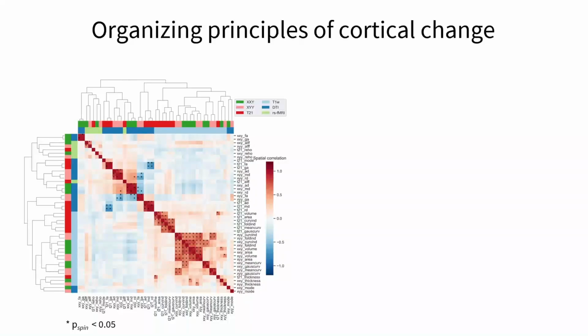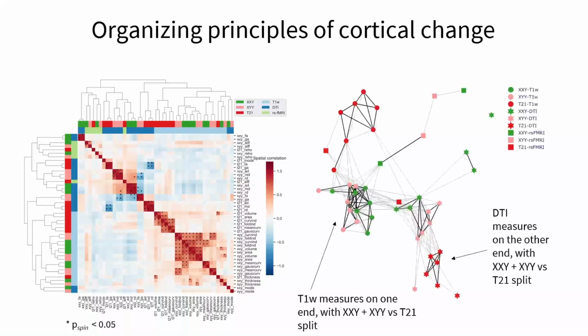And then within that, we have splits across the different aneuploidies that we're considering. And so we also sought to represent this information using a force-directed graph, which, for the sake of time, I'll just say further drives home the split that we're seeing in the correlation matrix, with T1-weighted measures on one end, DTI measures on the other end, and then within those, we have a split across the aneuploidies.